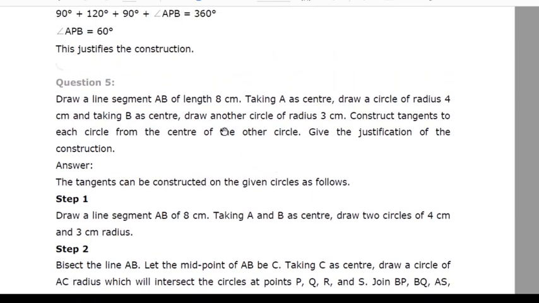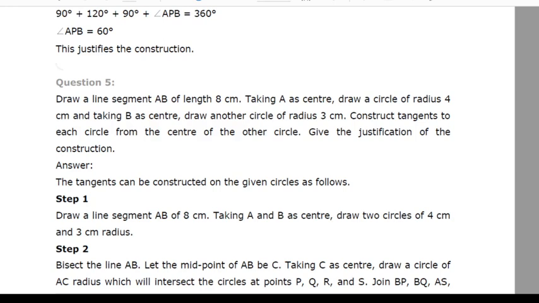Question 5. Draw a line segment AB of length 8 centimeter. Taking A as a center, draw a circle of radius 4 centimeter, and taking B as a center, draw another circle of radius 3 centimeter. Construct a tangent to each circle from the center of the other circle.